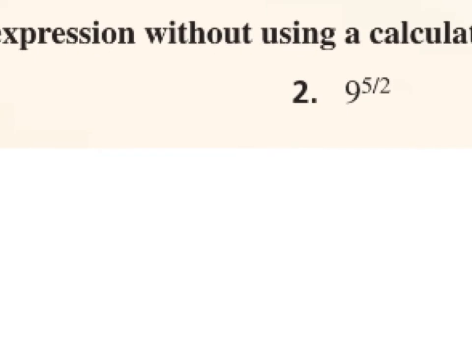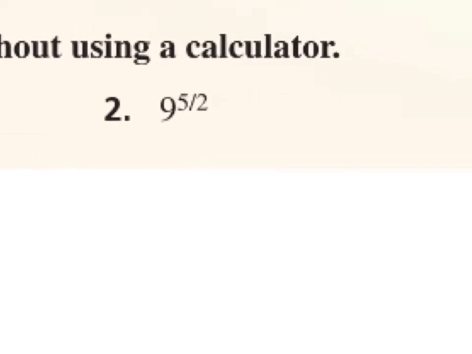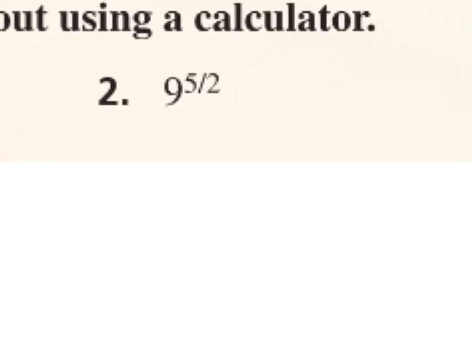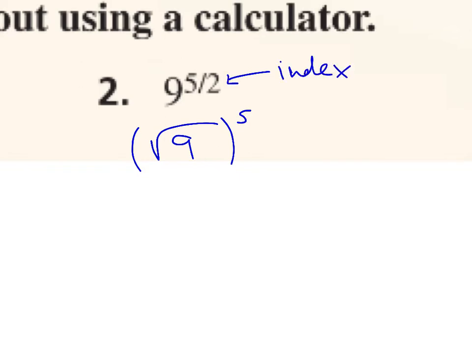Let's look at number 2. How do we simplify? Square root of 9 to the 5th power. So just remember, the bottom is the index. So same thing on the last one. The bottom goes out front. That's your index. So what's the square root of 9?